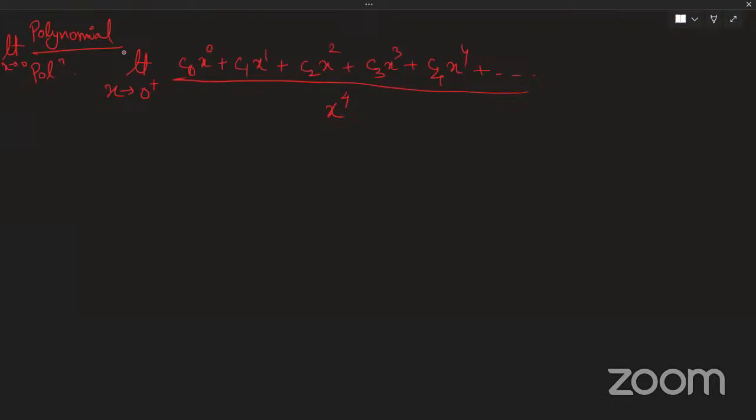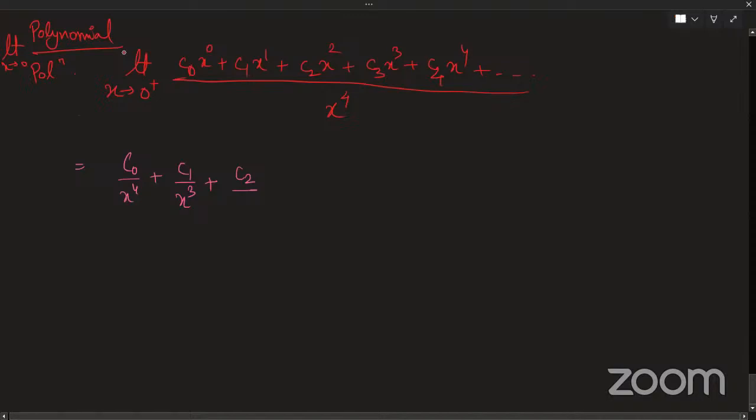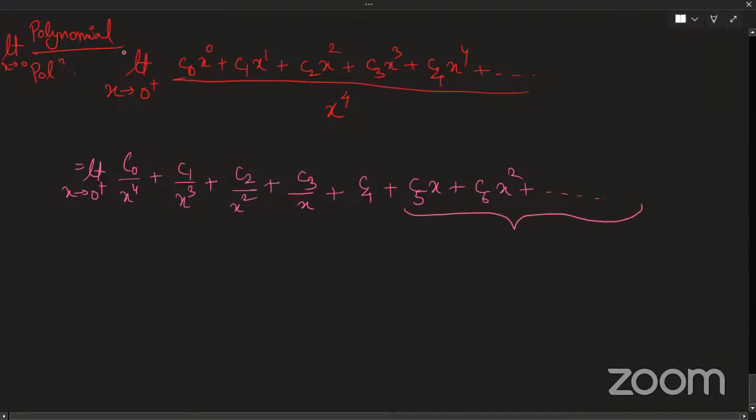You can just go about putting x raised to 4 everywhere. So it will be c0 by x raised to 4 plus c1 by x raised to 3 plus c2 by x squared plus c3 by x plus c4 plus c5 x plus c6 x squared and so on, and your limit x is tending to 0. If x is tending to 0, where will the terms with x in the numerator go? 0, sir. Correct.